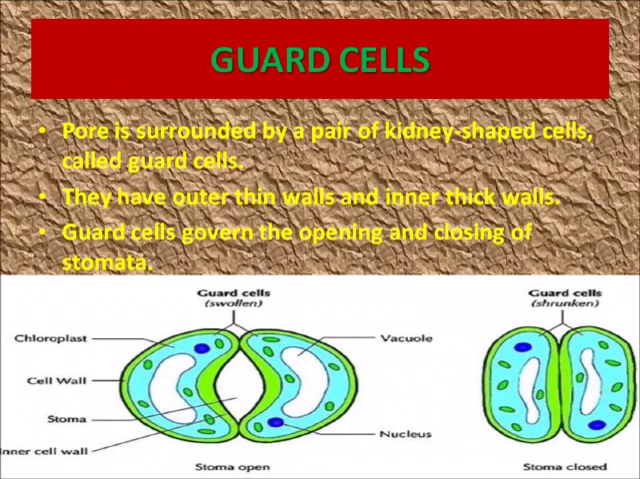Whenever the stomata opens, the gases can move through the pores, and as soon as it gets closed, no more gases can move. That's how these guard cells govern the opening and closing of stomata. And the opening and closing of stomata decides the exchange of gases through the stomata. That's how opening and closing of stomata is controlled.